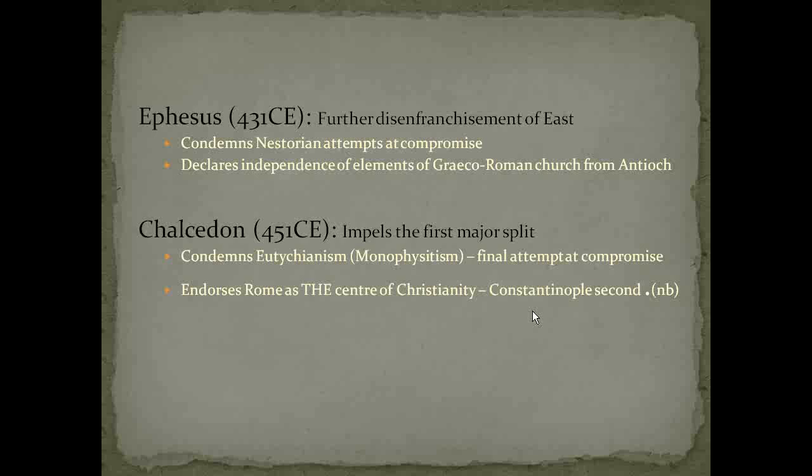And Chalcedon endorses Rome as the centre of Christianity. It's a real victory for the East, for the Westerners, and for Rome. Constantinople II grudgingly accepts, and then I put here, full stop. That's it. Alexandria and Antioch, gone. Off the map.